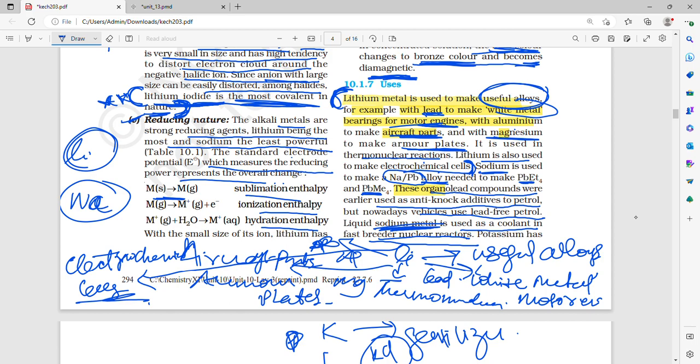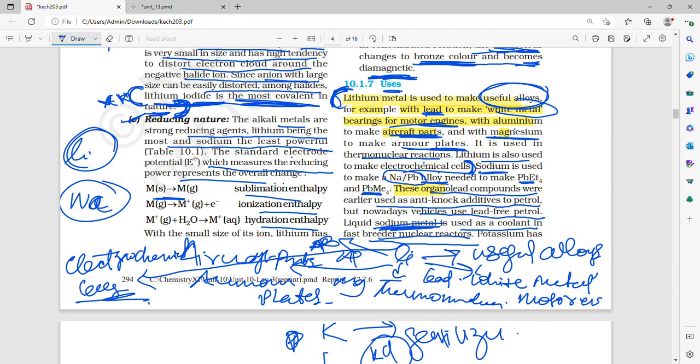Okay, so now let's see the uses. What are the uses of lithium? Lithium is used in thermonuclear reactions. Then lithium is used along with aluminium to make aircraft parts. Lithium is used to make useful alloys. Along with lead, lithium is used to make white metal bearings for motor engines. Then with magnesium, lithium is used to make armor plates. Then lithium is also used to make electrochemical cells.